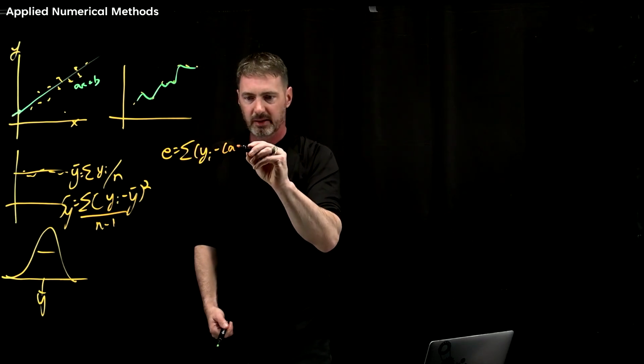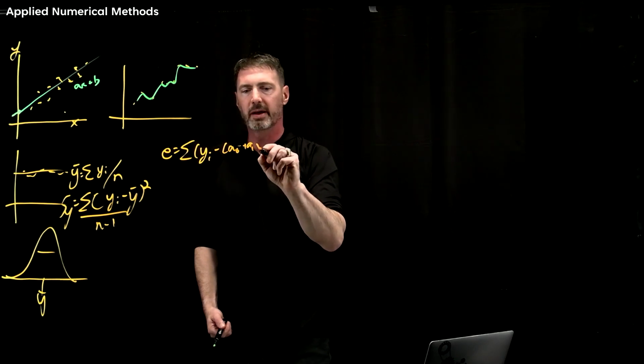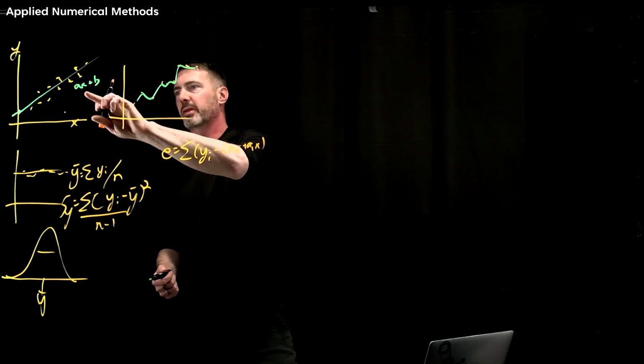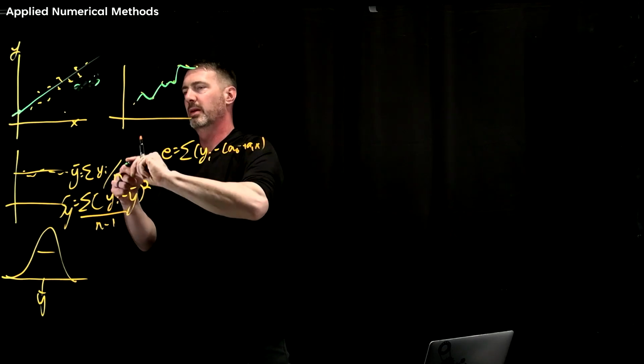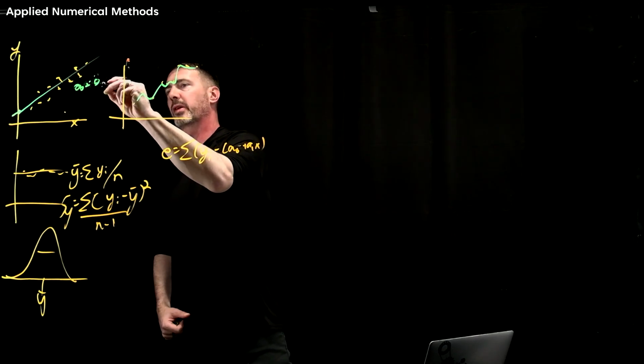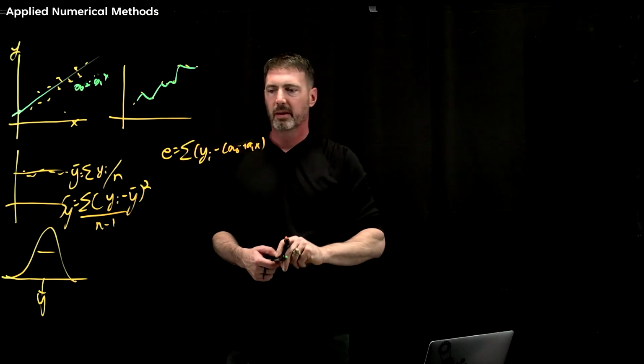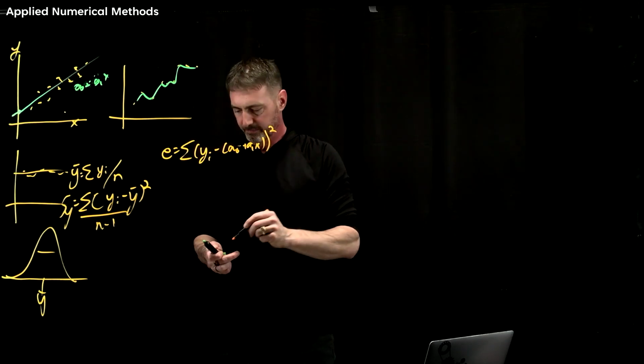So that's actually a0 plus a1x. Use a different configuration here. So a0 plus a1x. All right. And so it's the difference between that squared.